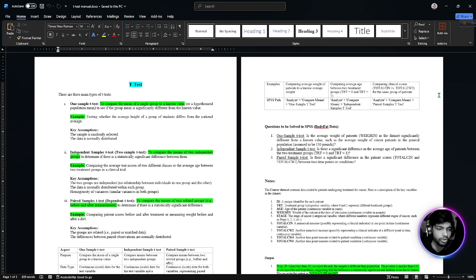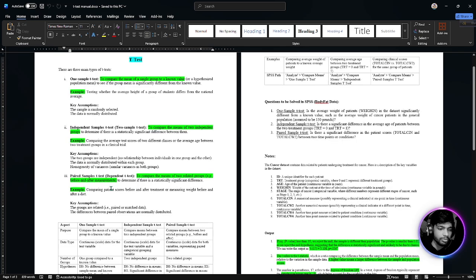Today I'm going to show you the t-test in SPSS. Okay, let's see the basics of SPSS. Here is the t-test. There can be three kinds of t-test: one sample t-test, independent sample t-test, that means the two sample t-test, and paired sample t-test.